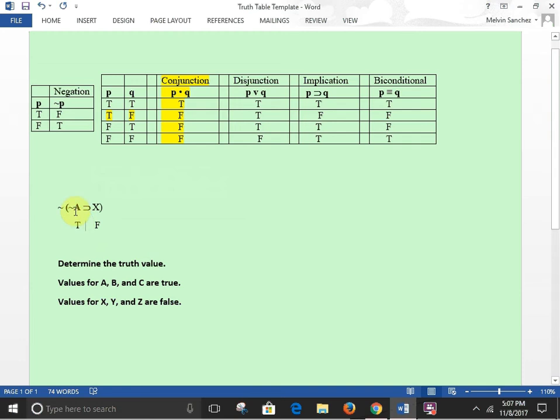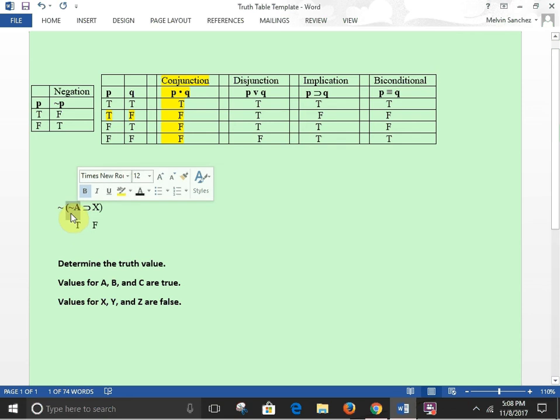Okay, notice then that our next step is to find out what that value will be for that whole conditional statement. Remember, the horseshoe statements are called conditional statements, and there are parts to them. The first one is the antecedent, which is the negation of A, and the other one here is called the consequent. Well, we need to compute that conditional. We cannot do that unless we have the value for the antecedent first, right?